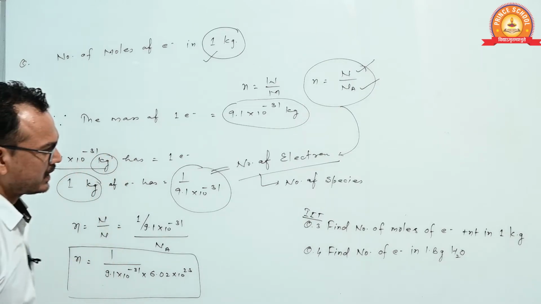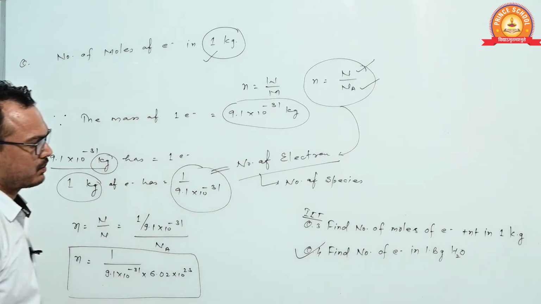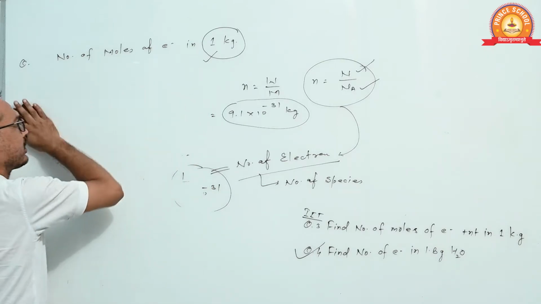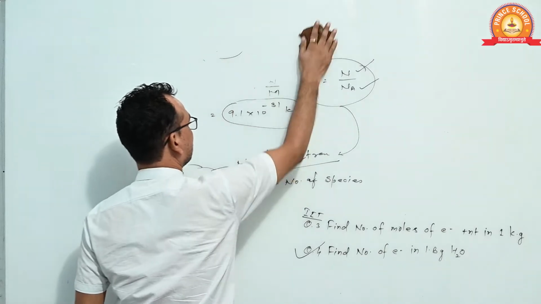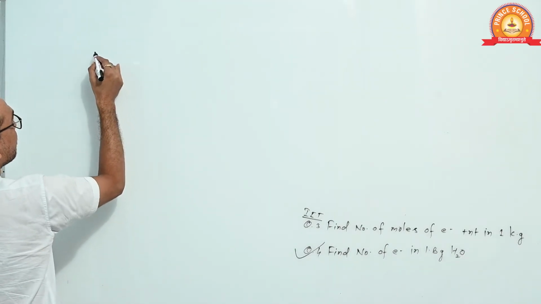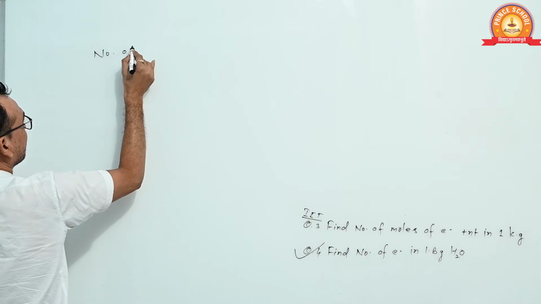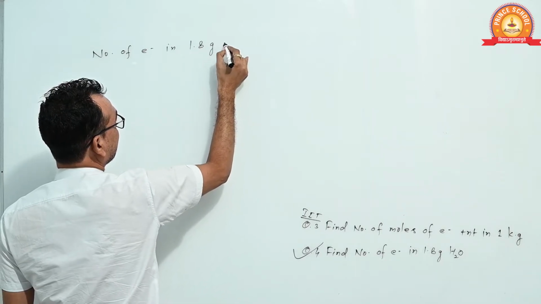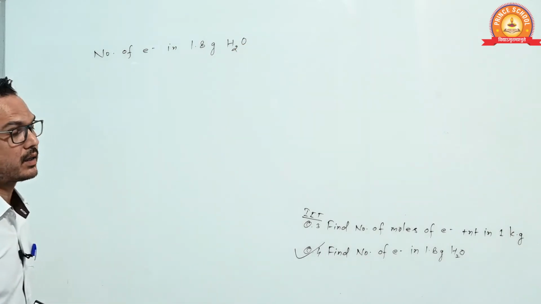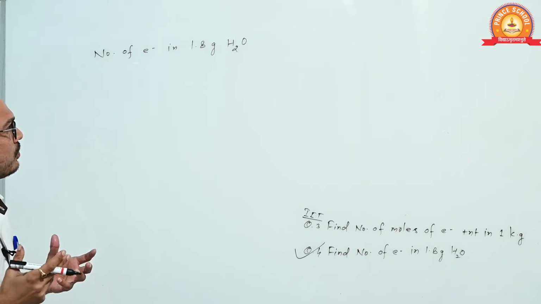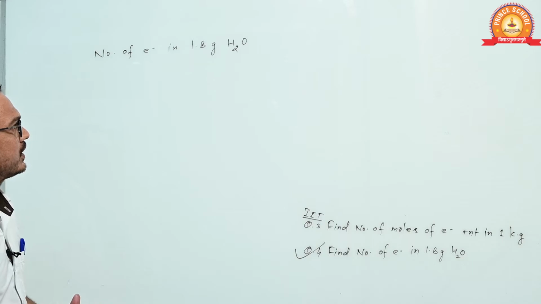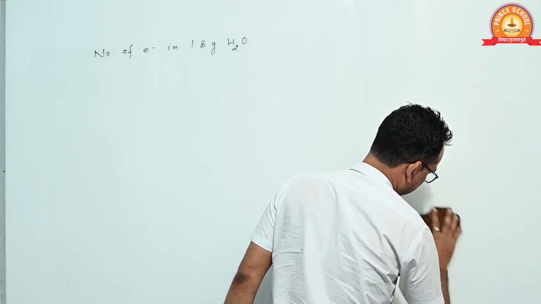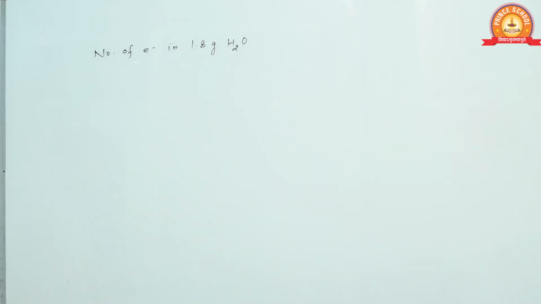Is that clear? Then our last question is to find the number of electrons in 1.8 gram H2O. What do you have to calculate? The number of electrons in 1.8 gram H2O. You can also calculate the number of hydrogen atoms, number of H2 molecules, number of oxygen atoms, number of oxygen molecules. This is the similar way of our previous question.